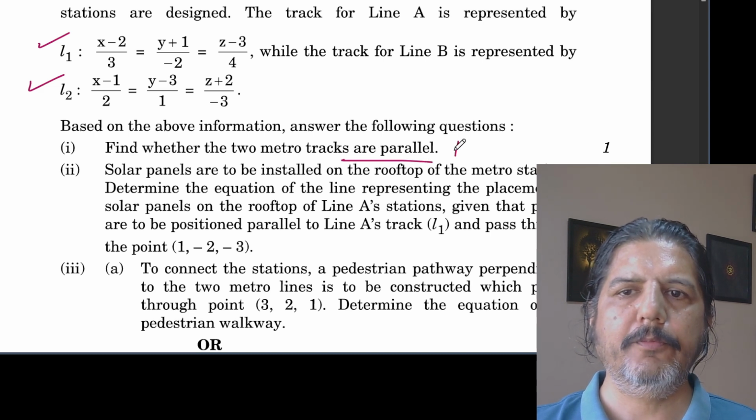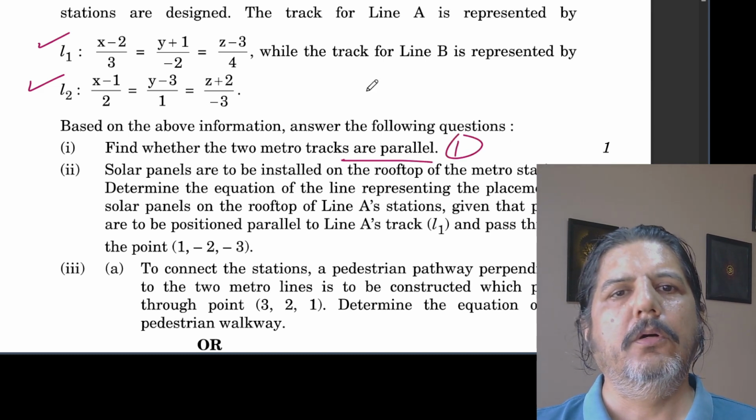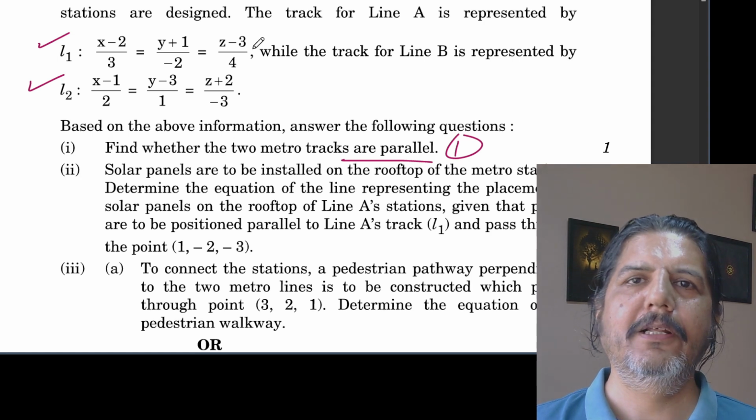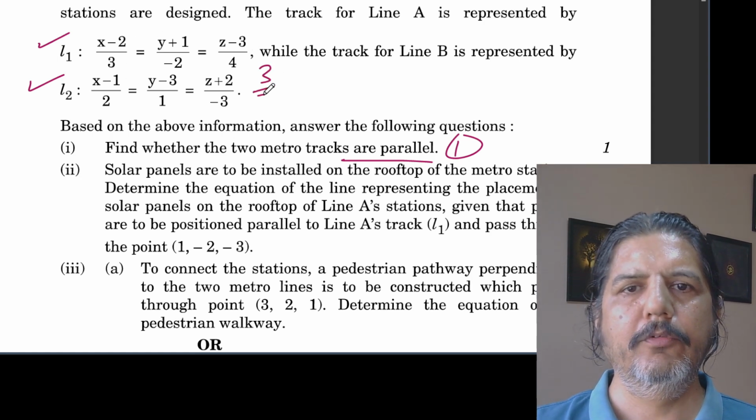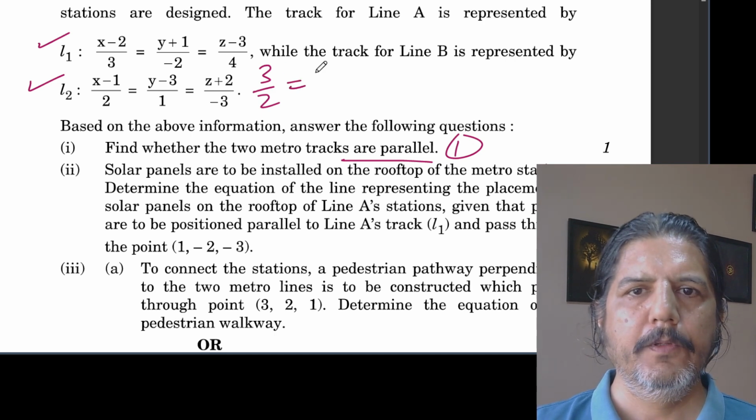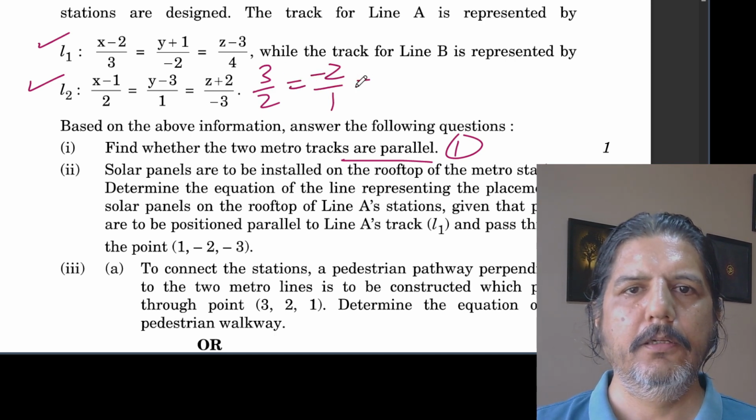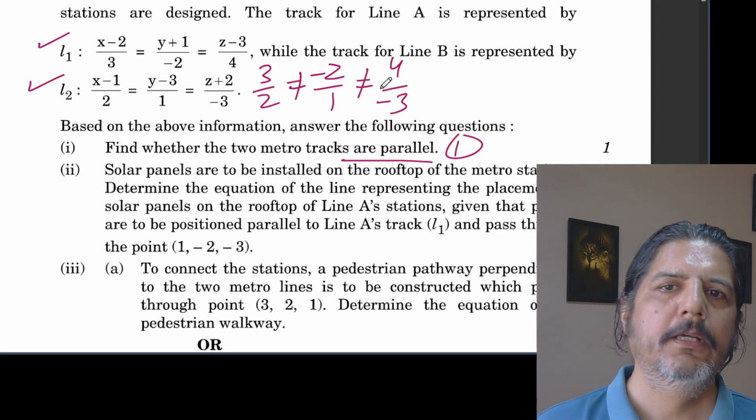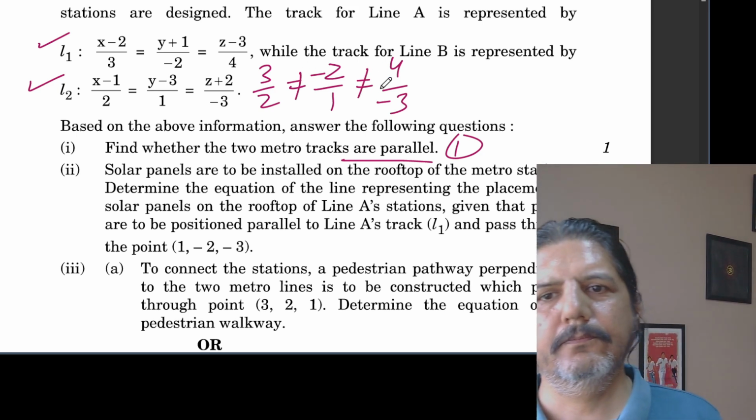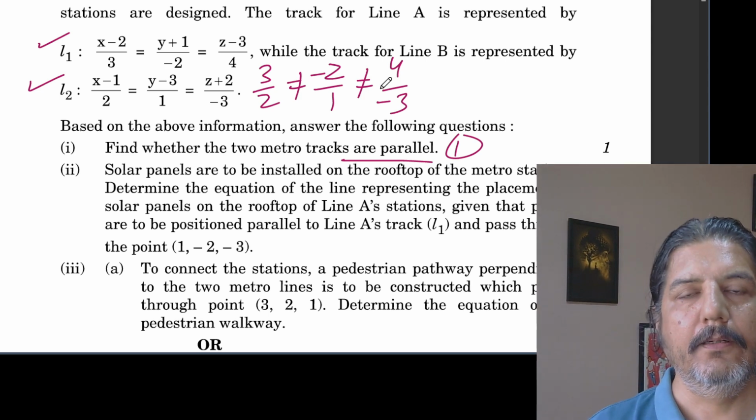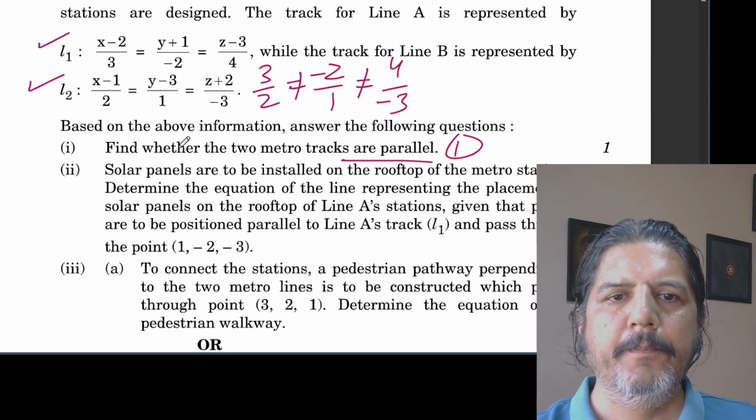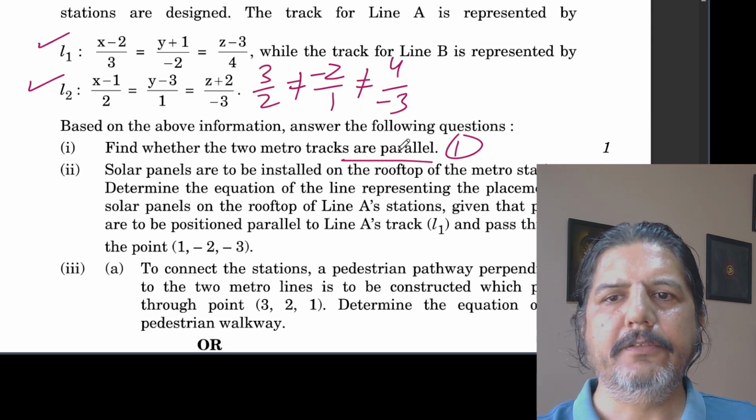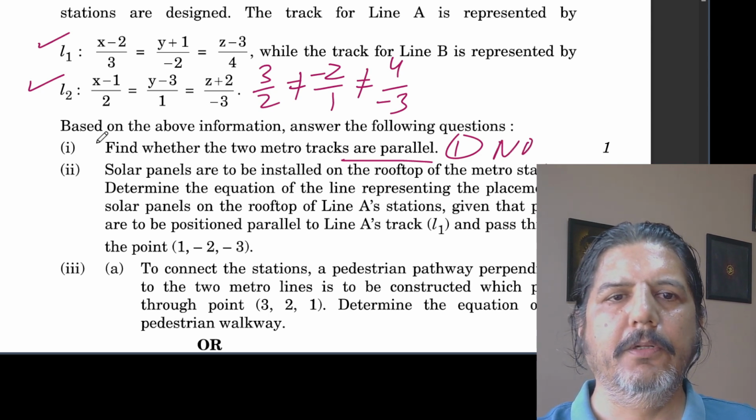So this is the first concept that they are checking. Finding whether they are parallel or not is very simple. We'll find the ratios: 3 upon minus 2, 2 upon 1, 4 upon minus 6, and check whether they are equal or not. So they are not equal. That is why these two lines are not parallel. So, find whether the tracks are parallel: no, they are not parallel. So this is a simple question.